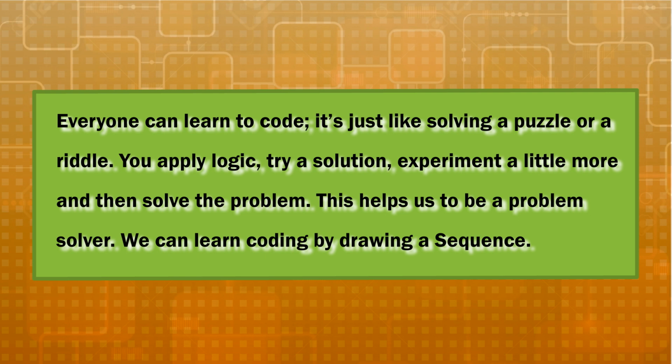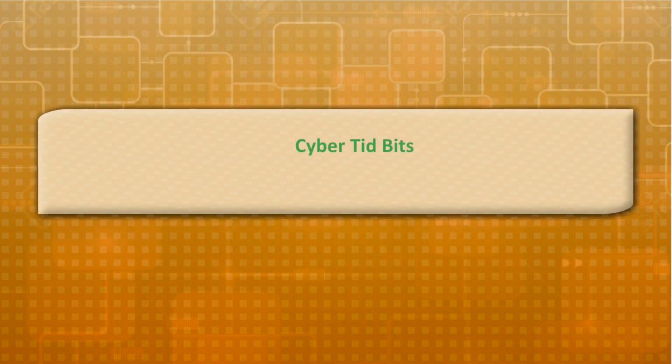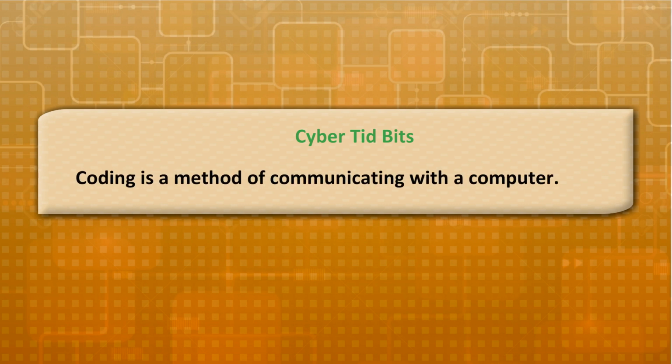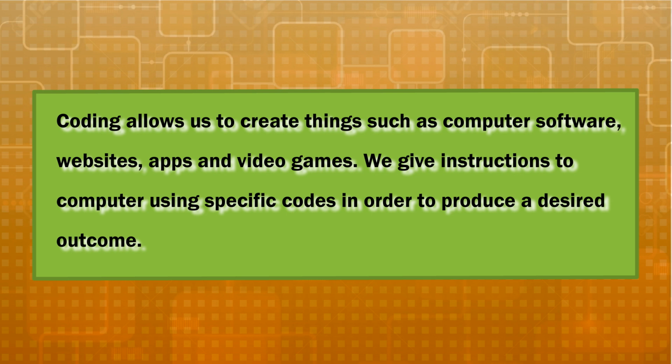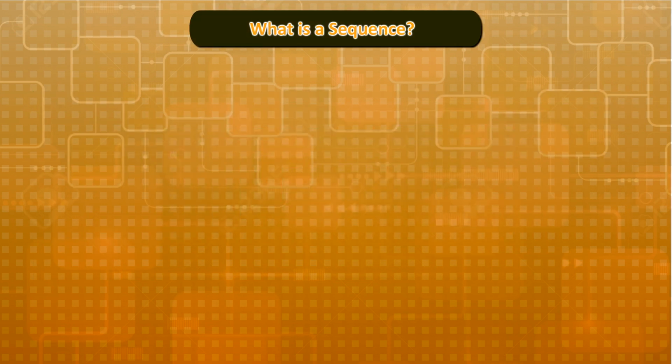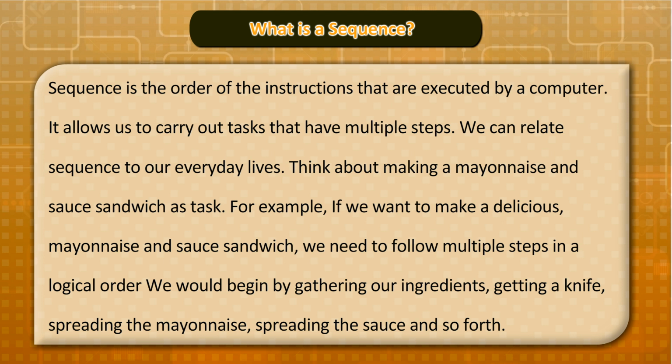We can learn coding by drawing a sequence. Cyber tidbits. Coding is a method of communicating with a computer. Coding allows us to create things such as computer software, websites, apps and video games. We give instructions to a computer using specific codes in order to produce a desired outcome. What is a sequence? Sequence is the order of the instructions that are executed by a computer. It allows us to carry out tasks that have multiple steps.